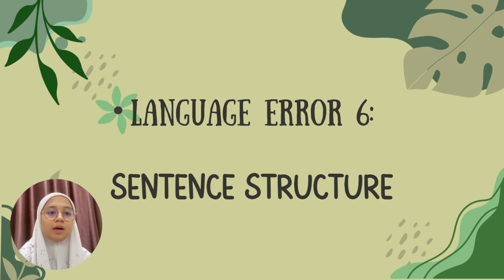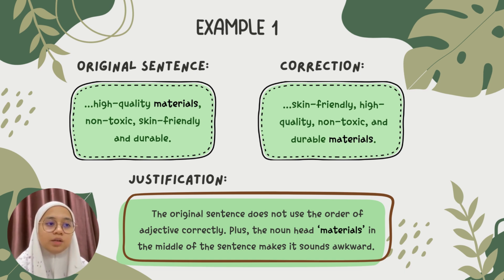I will also be talking about language error 6, which is sentence structure. In example 1, the original sentence says "high quality materials, non-toxic, skin-friendly and durable." This is wrong because the original sentence does not use the order of adjectives correctly, not to mention that the noun "materials" in the middle of the sentence makes the overall sentence sound awkward. Therefore, we have revised the sentence to "skin-friendly, high-quality, non-toxic, and durable materials."